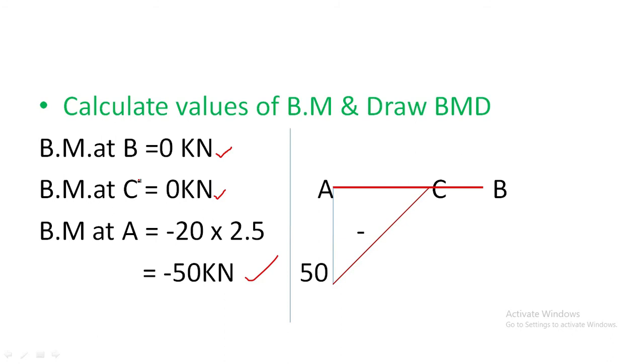Now draw the bending moment diagram. While drawing the bending moment diagram, first draw the baseline A, C, B. B has 0 kilonewton, C has 0 kilonewton, and A has minus 50. Minus 50 means it should drop below the baseline. So this vertical line is minus 50 kilonewton. Now join AC. In between A and C there is no load, so it should be joined with an inclined line. So this is the bending moment diagram.